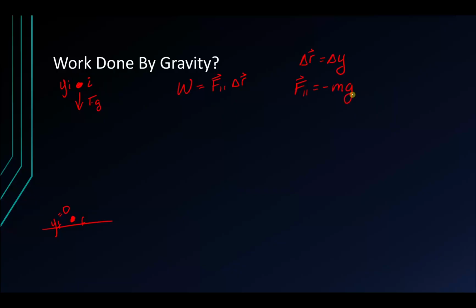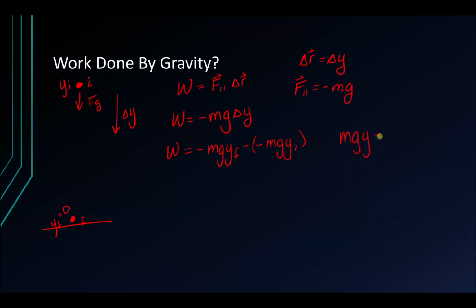And all of this gravitational force is acting in the same direction as the displacement of my object. So work is equal to negative mg delta y. Now I'm going to break this out, right? So work is equal to negative mg y final minus negative mg y initial. So this mgy is going to be our potential energy, right? This is energy associated with the position of an object relative to another object.